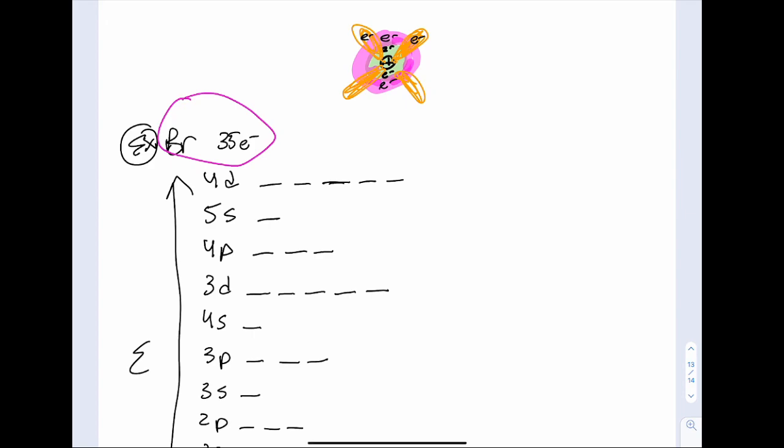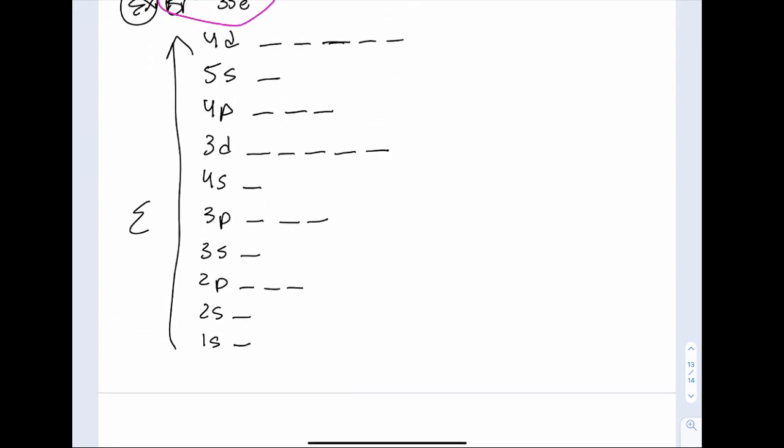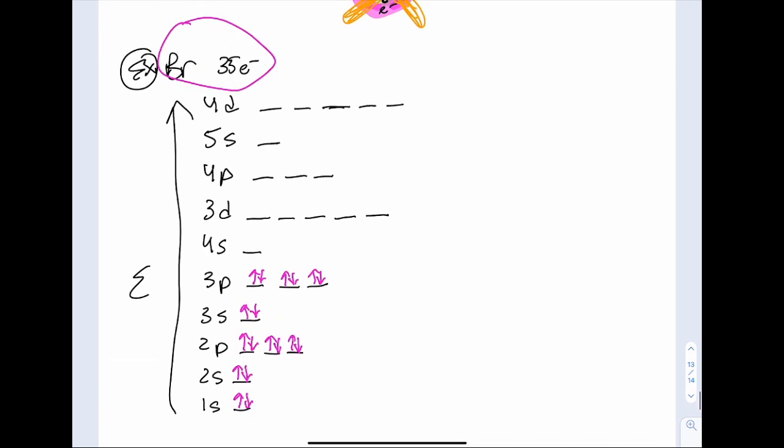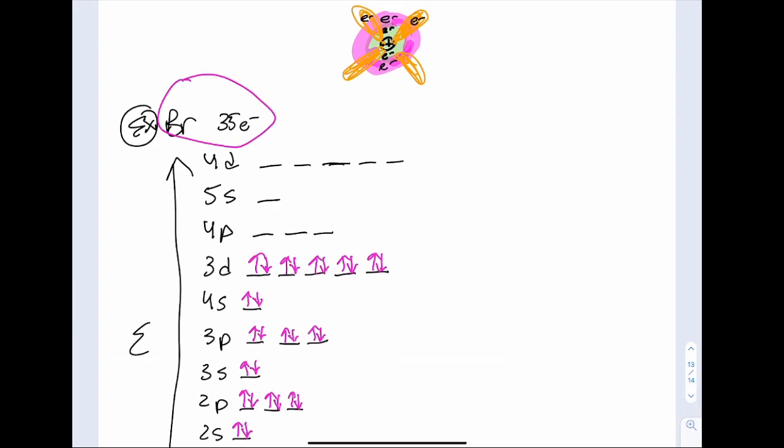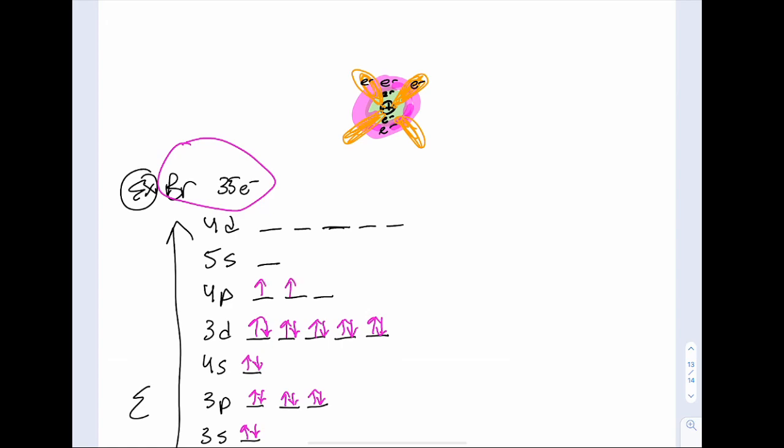So bromine has 35 electrons, 35 arrows. I'm going to start at the bottom and go up. So 1, 2, 3, 4. These ones 1 each, 5, 6, 7, 8, 9, 10, 11, 12, 13, 14, 15, 16, 17, 18, 19, 20, again 1 each, 21, 22, 23, 24, 25, 26, 27, 28, 29, 30, 31, 32, 33, 34, and 35.